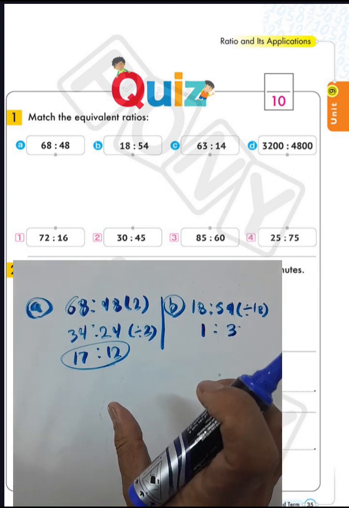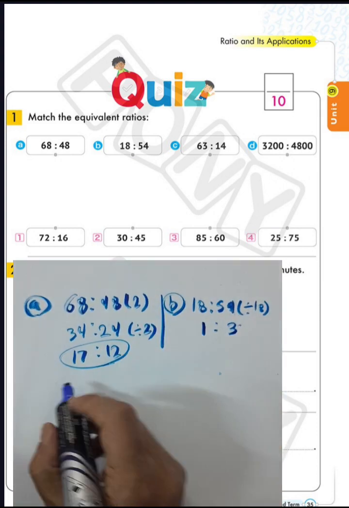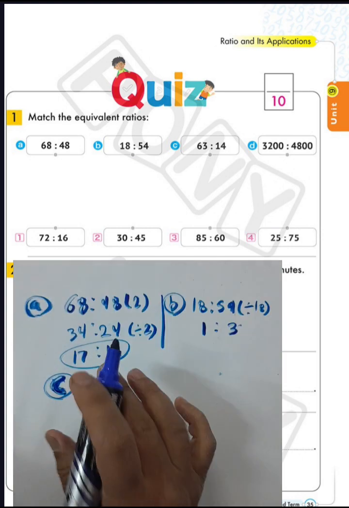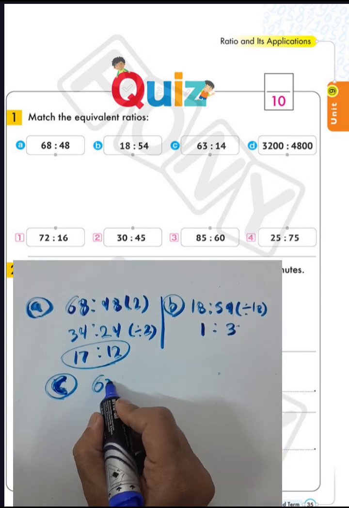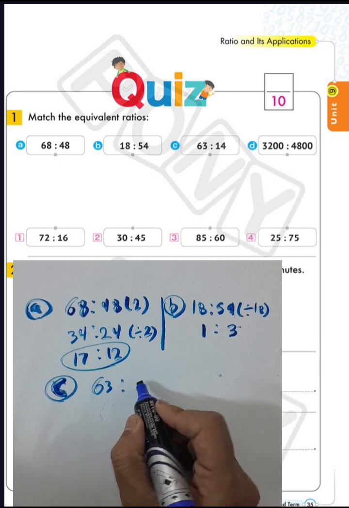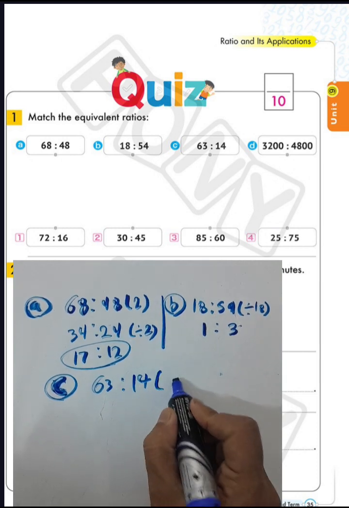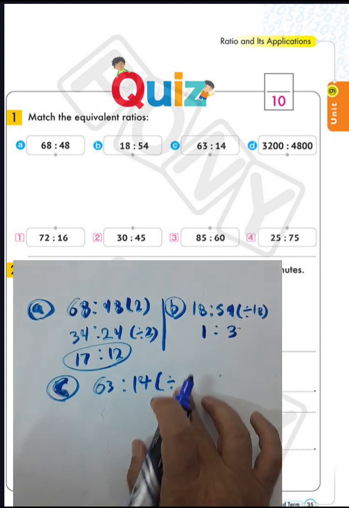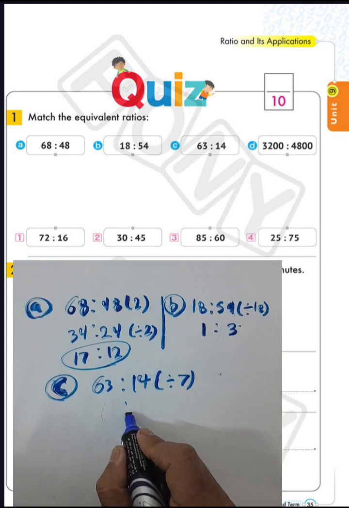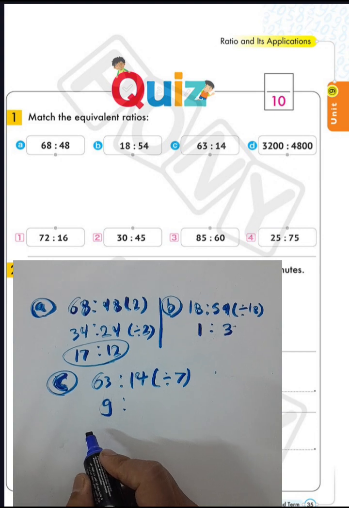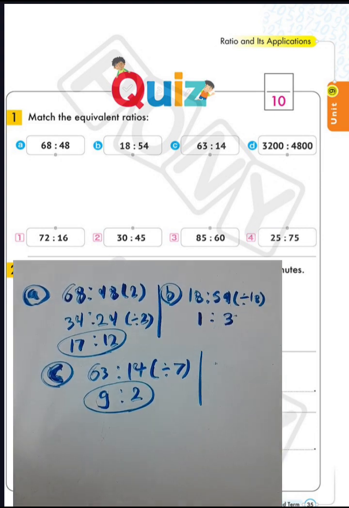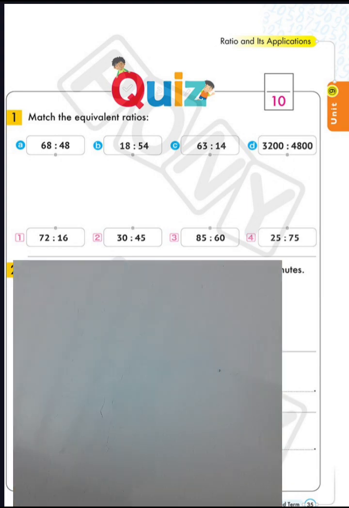Okay, you can write in your notebook, and then choose or match. I will only solve. Question letter C, 63 to 14. What can we divide it by? Can we divide by 2? No. 63 can't, but by 7, because 7 times 9 equals 63, and 14 divided by 7 equals 2. Then the result will be 9 to 2. Understood?